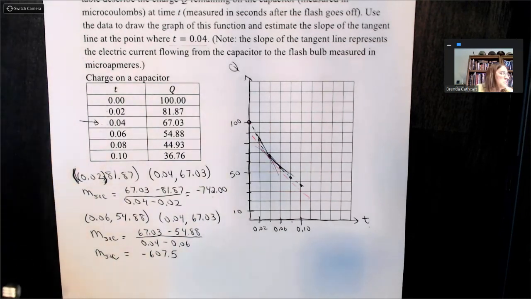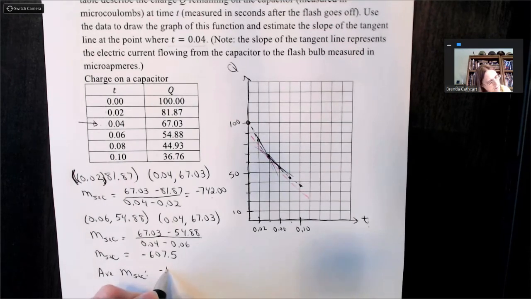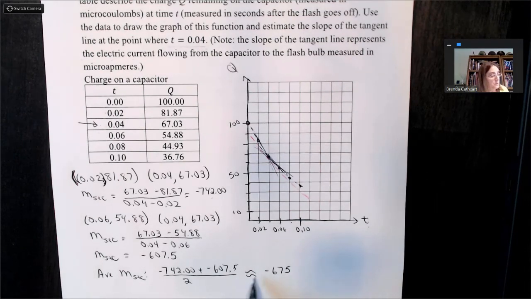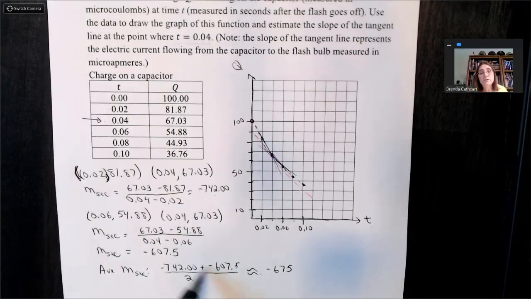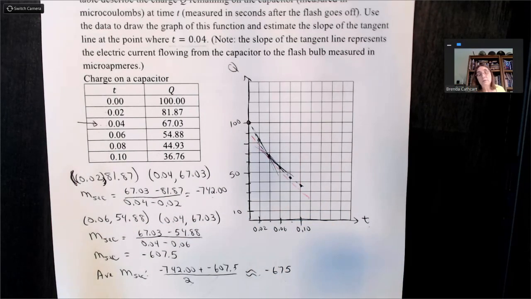And since our best guess is somewhere in between those, let's just average these 2 numbers. So let's average our slope of these 2 secant lines. We're going to add these 2 together and divide by 2. And we are going to get then approximately negative 675 microcoulombs per second. Okay, a little bit of rounding there, but again, it's an approximation because we are averaging these 2 values and we cannot actually calculate the slope of that pink line.